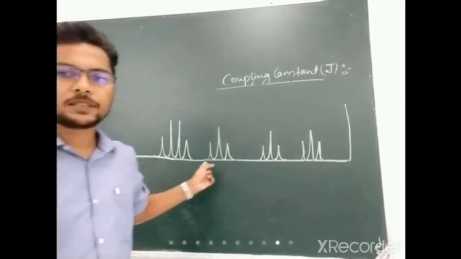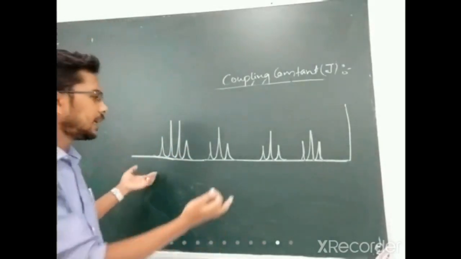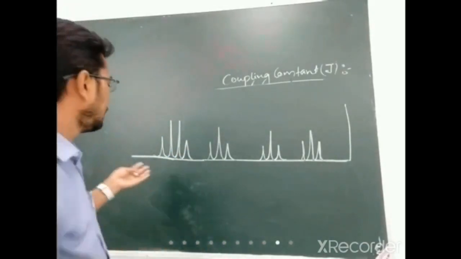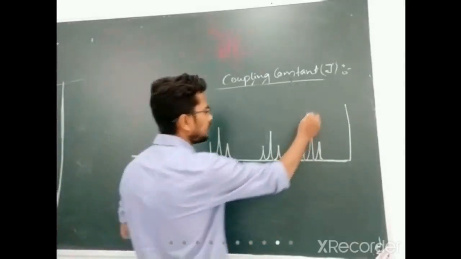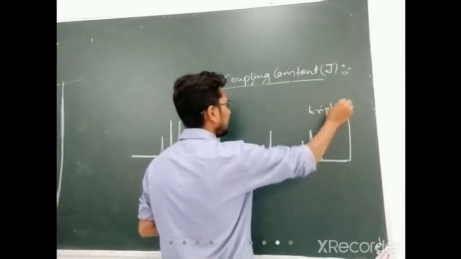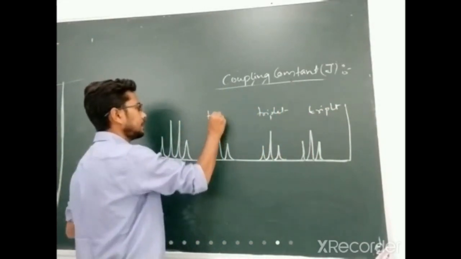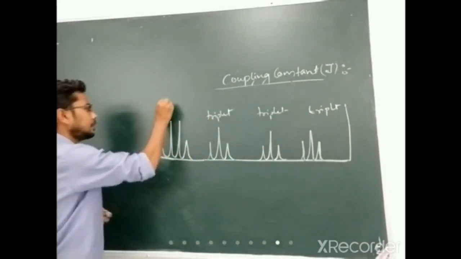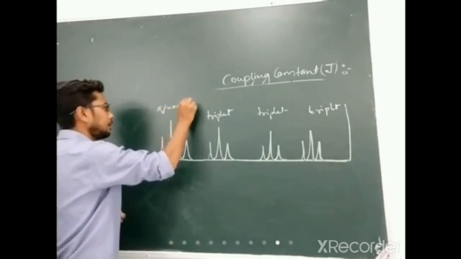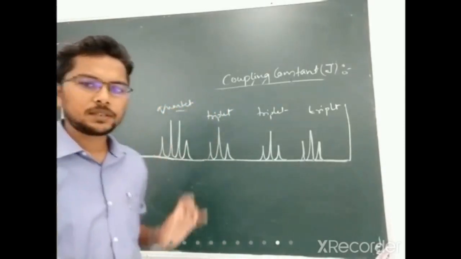Okay. Suppose you get a spectra like this. What do we get from the spectra? You know that this is a triplet. This is a triplet. This is a triplet. This is a quartet. So this information is there.